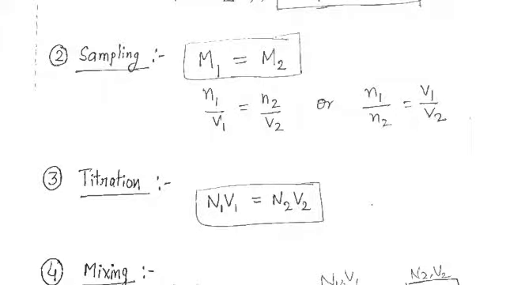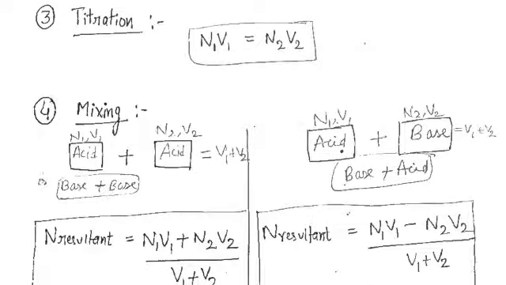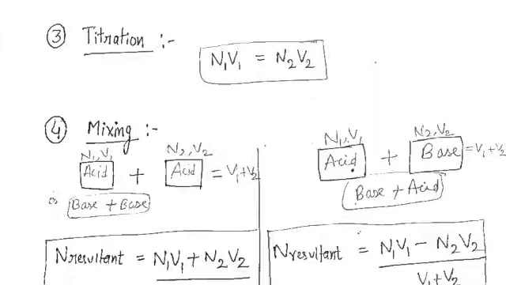Alright, now the third thing, that is the titration. You know that gram equivalents are equal when we titrate. So N1 V1 will give you the number of gram equivalents, and N2 V2 also gives you gram equivalents. So gram equivalents of acid equal gram equivalents of base. That is actually the definition of the titration.